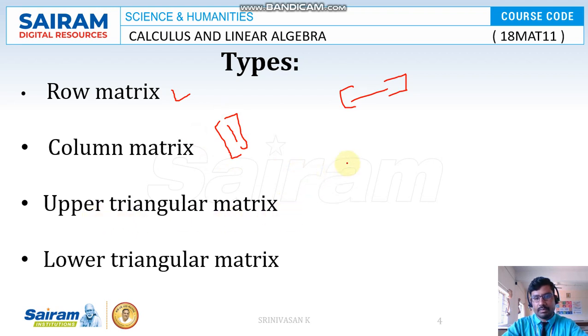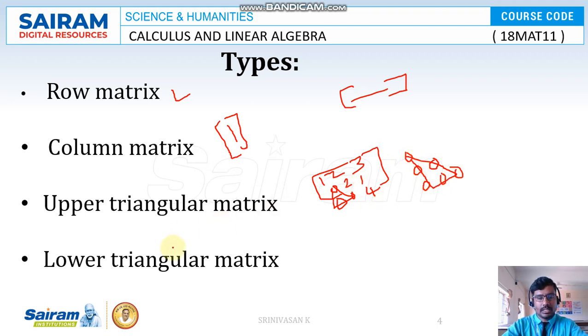What is the upper triangular matrix? For example, if it is a 3 cross 3 matrix, for example 1, 2, 3, and 0, 2, 1, and 0, 0, this is called an upper triangular matrix. So the upper triangular matrix is nothing but: in the second row, the first element should be 0; in the third row, the first two elements should be 0; and in the fourth row, the first three elements will be 0. Then it is called an upper triangular matrix.